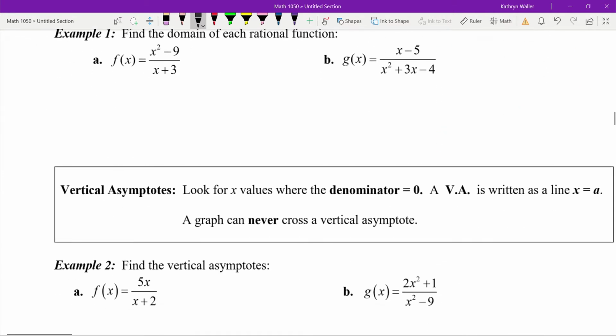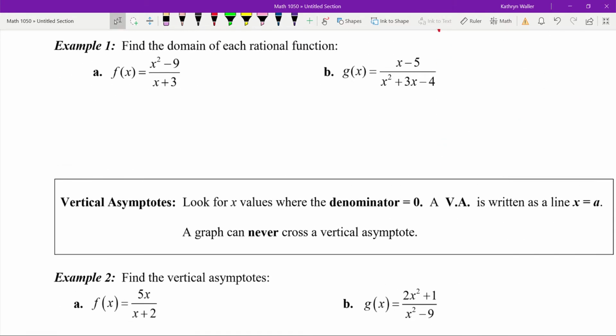Okay, question 1. Look at your paper. Step 1, factor. Okay, so let's do it. Everybody go f of x equals. Let's factor the top. So that factors to x plus 3 times x minus 3 over x plus 3. I have to ask you something. I want you to listen.